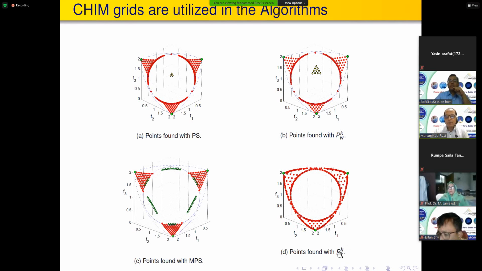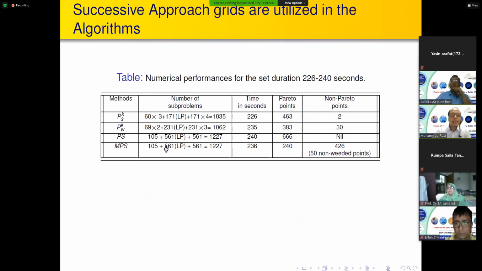So this is the approach. You see how nicely it generated each of the boundary and inner boundary of the fronts. So that's actually for our proposed scalarization approach. Again, this applies the Chim grid. Now, what about the Essay grid? Again, there are some tables there.